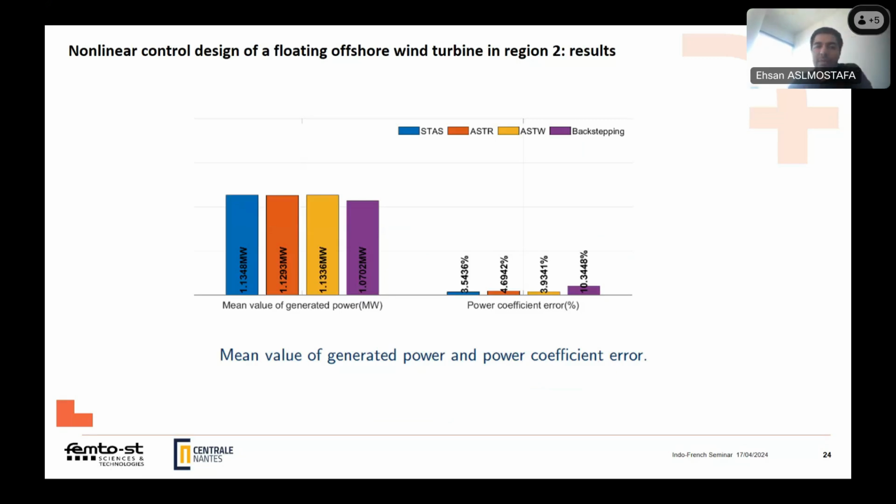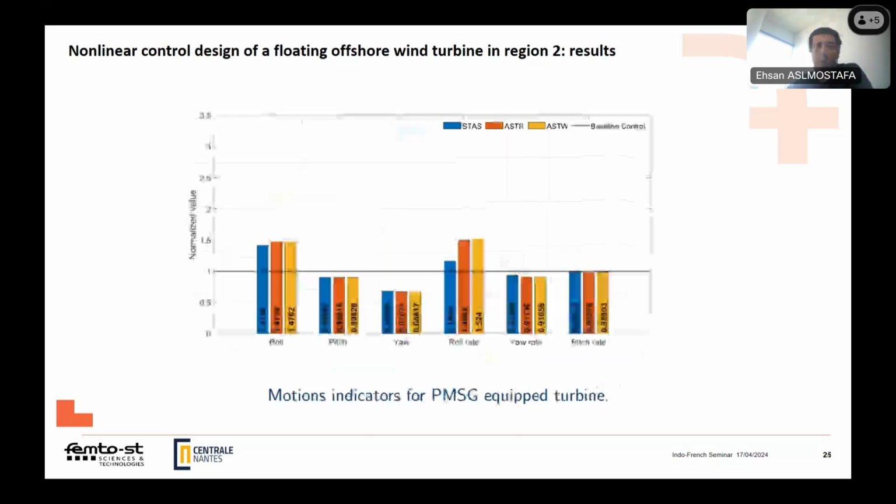We can see that the power coefficient error increased with the backstepping controller. However, the self-tune controller has better performance, especially in comparison to the two other adaptive controllers. Also, the self-tune controller has better performance in generating more power.